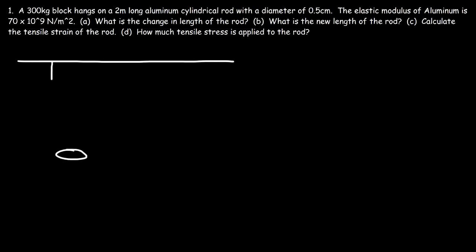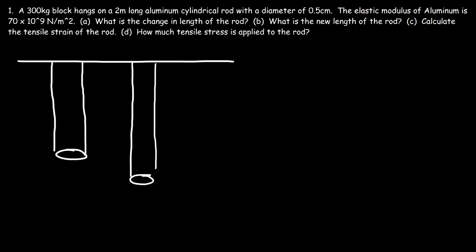So let's say this is the rod before we added the 300 kilogram block to it. Now once we add the block, the rod is going to increase in length. We need to calculate the change in length. So basically, we need to calculate delta L, which is the difference between the original length, which is L0, and the new length, L final.